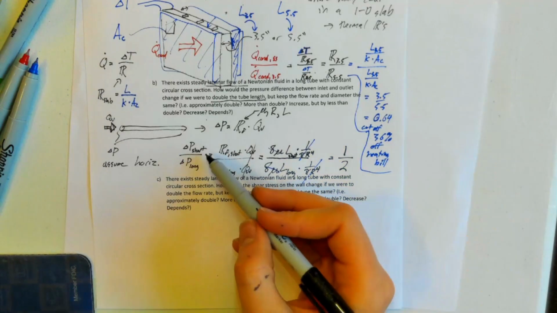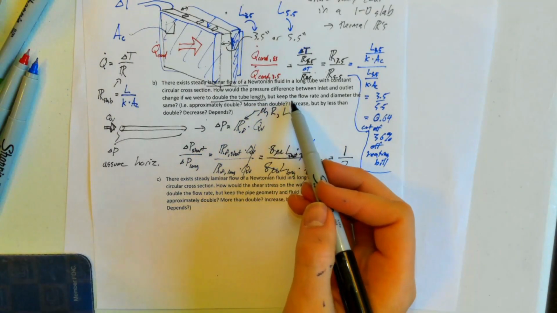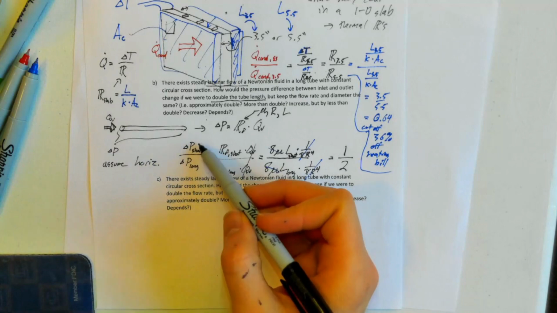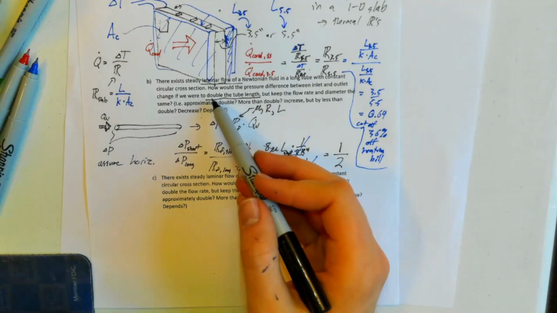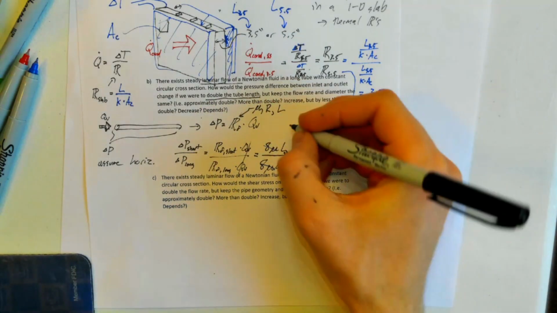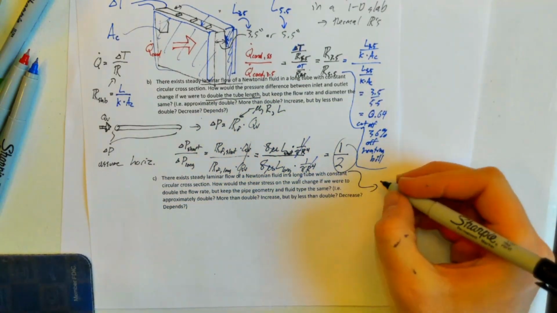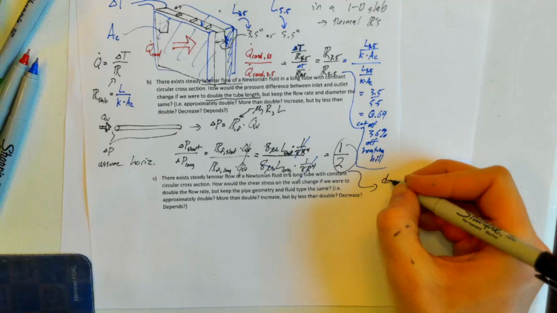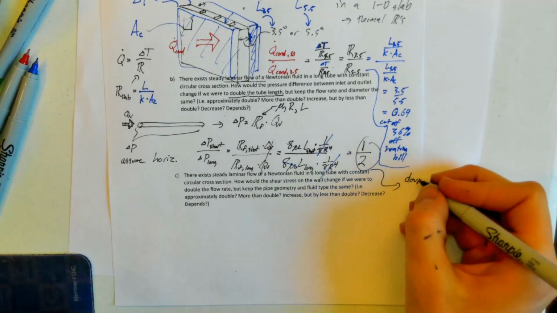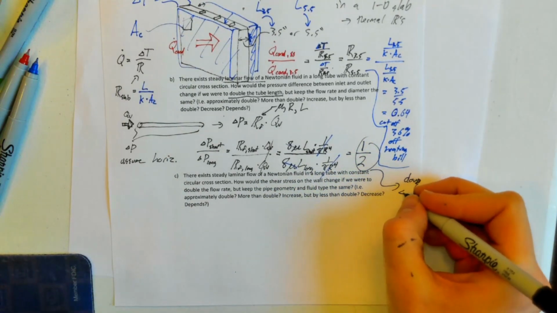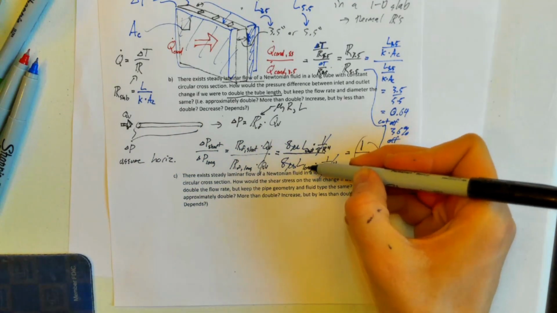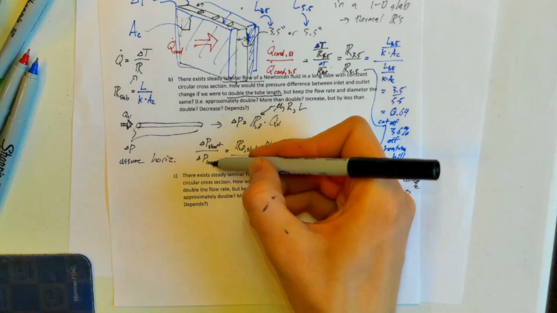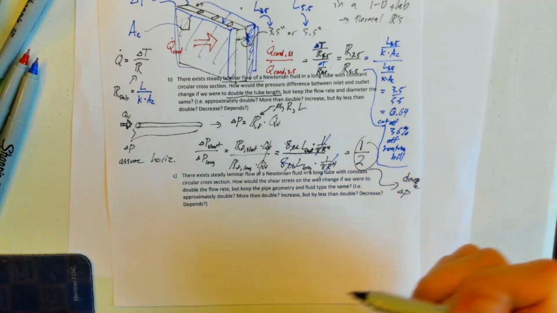So this means the ratio of the pressures is essentially the same as the ratio of the lengths. So if we doubled the tube length, this basically means that we would double the delta P, right? So if we went from a short tube to a long tube, then we'd have to go from a small pressure to twice that pressure. So we double the delta P.